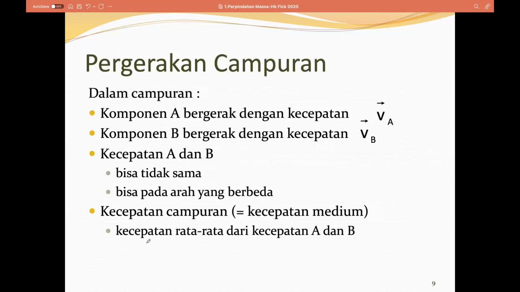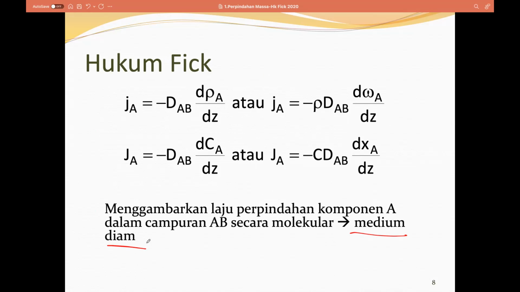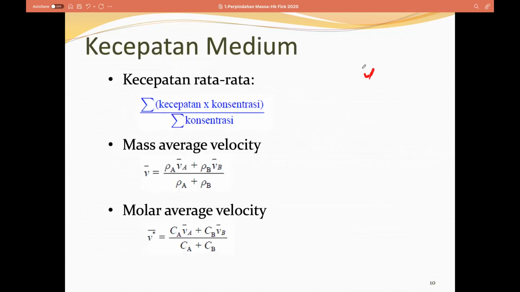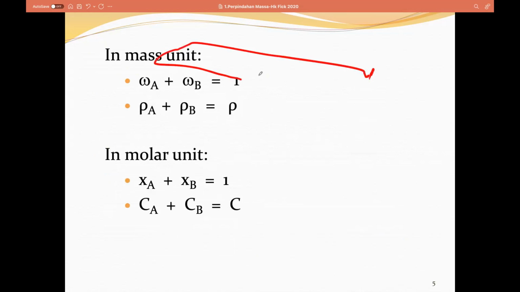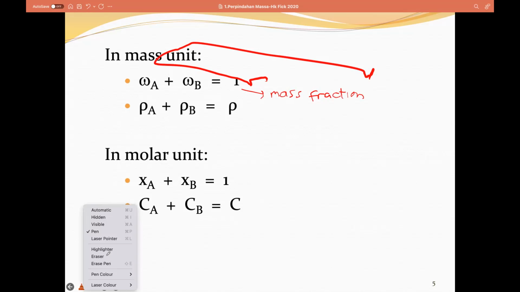Okay, and then Bu, sorry Bu, I want to ask Bu, what is the WA and XA again, and how does it relate to rho and to C? Sorry Bu, this one is mole fraction. Yeah, sorry, this one is mass fraction.